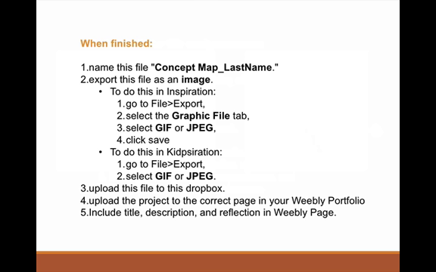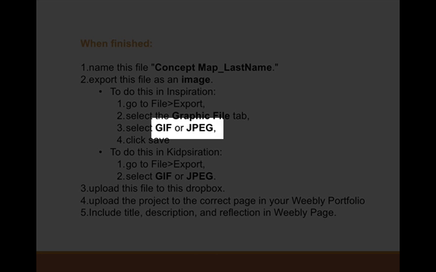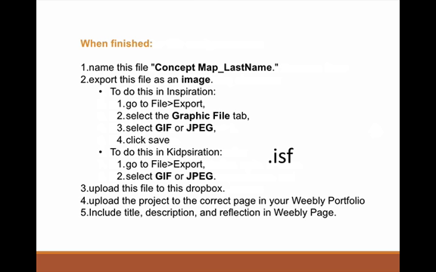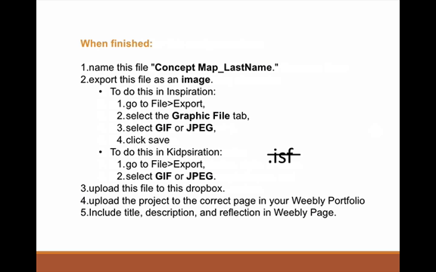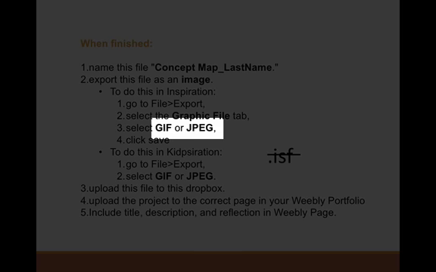So these are the step-by-step instructions based on either Inspiration or Kidspiration. You must save as a GIF or a JPEG. If your file ends in ISF, that is not correct. You cannot share that, you cannot post it to your Weebly. If you post it to Dropbox, I will not be able to open it. So you'll make sure that when you submit your file, it ends in .gif or .jpeg.